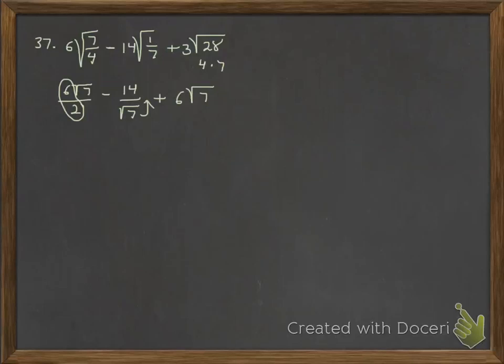So I stopped too early, so we're picking this up with the next tape. I apologize for that. This will become 3 square root of 7 minus 14 square root of 7 over 7, plus 6 square root of 7. Go ahead and cancel.